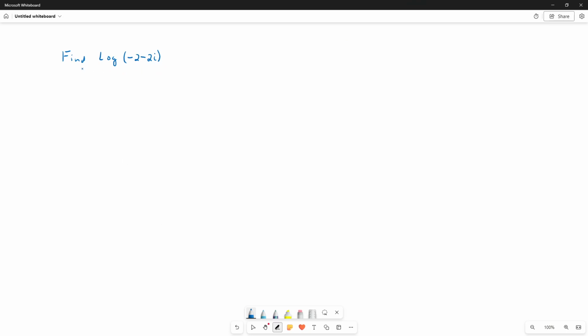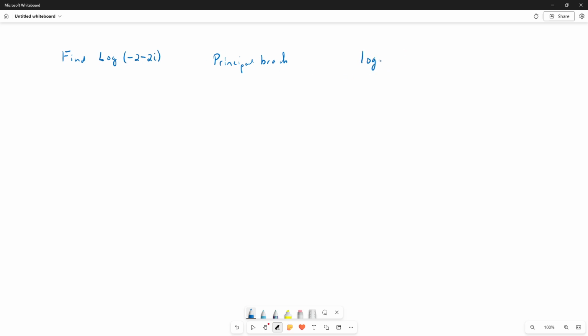We would like to find the log of negative 2 minus 2i. Notice here that the log is written with a capital L. This means the principal branch of the logarithm function.